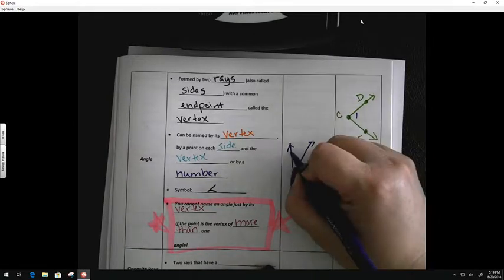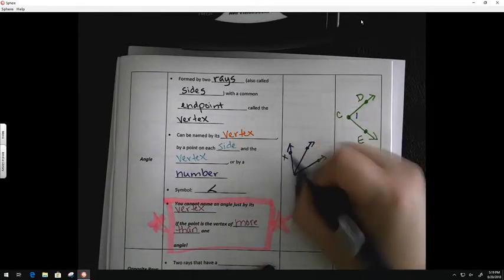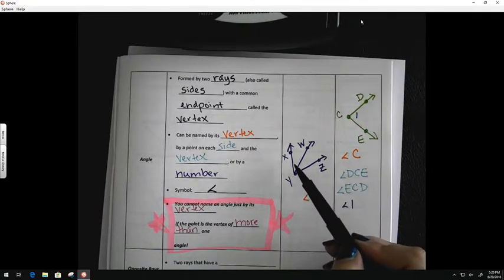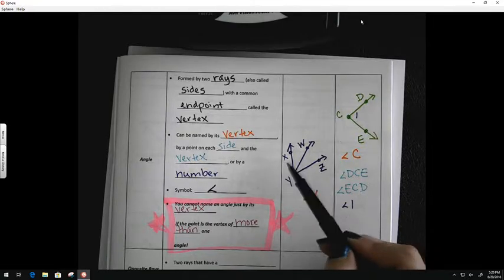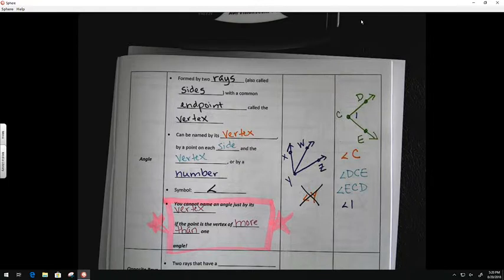So, for example, let's say I have a ray here, a ray here, and a ray here. So let's just do X, Y, W, and Z. So you cannot name this angle Y because there's too much going on at this vertex here. I don't know if you mean this angle Y, or this angle Y, or the big angle Y. All right, so you are not allowed to do that. So please make sure you have this in your notes. That's extremely important. Moving on.